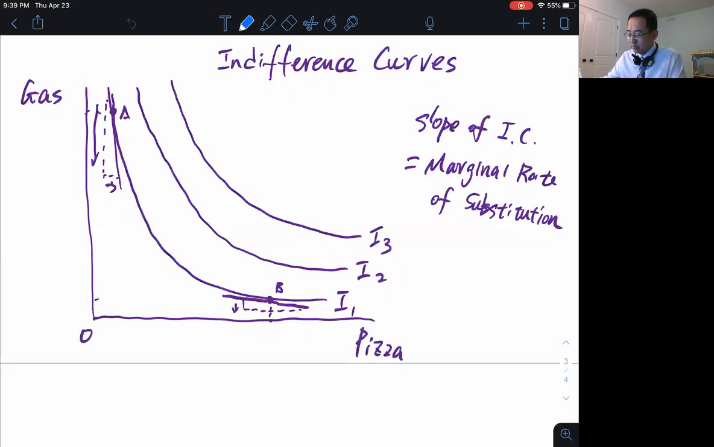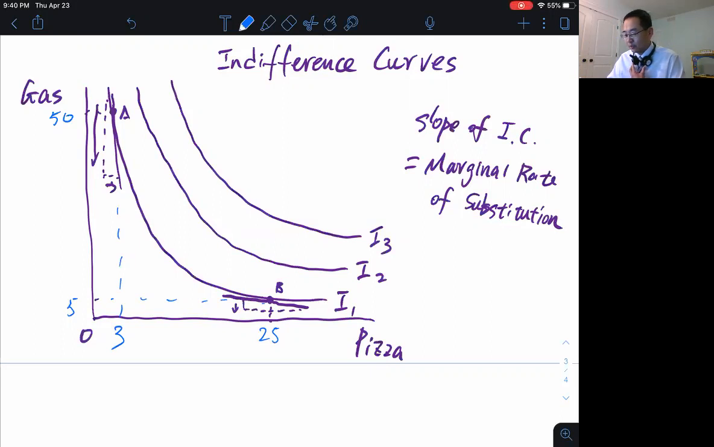Any point on the same indifference curve, so A and B on the same curve I1, gives you the same level of utility, the same level of satisfaction and happiness. So you're happy with maybe 50 gallons of gas and 3 pizzas, just as happy as having maybe 5 gallons of gas and 25 pizzas. I'm just making these numbers up, but the point is that these different combinations of consumption make you just as happy.